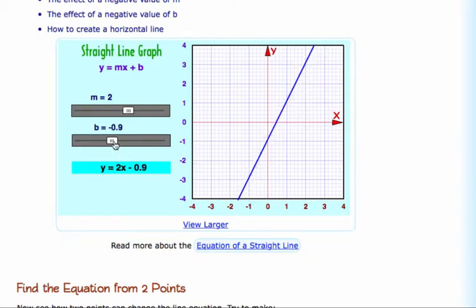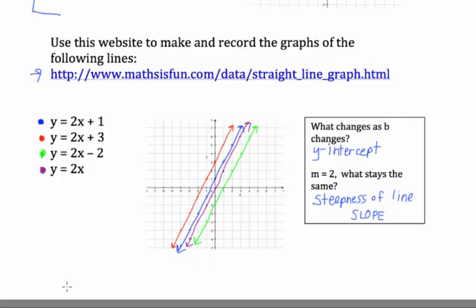And if I change it to 0, notice my equation, y equals 2x. There's nothing there. The b number is now 0. We cross right at y equals 0. So draw those lines in on your graph paper. Okay, back to our notes. Pause the video and draw in your graphs of each equation.